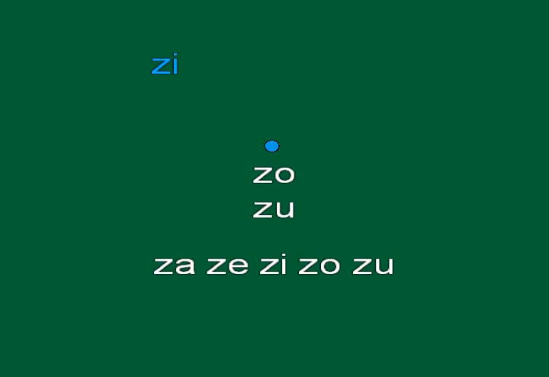Then we have the Z sound. Z, a, za, ze, zi, zo, zu. Za, ze, zi, zo, zu. So this is the complete list of the phonic sounds we have.